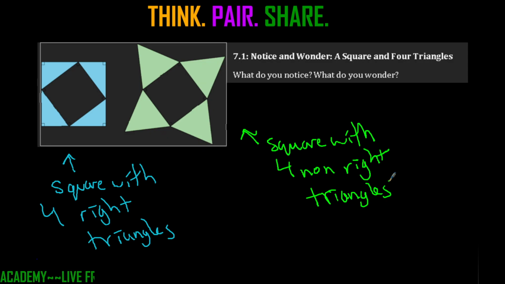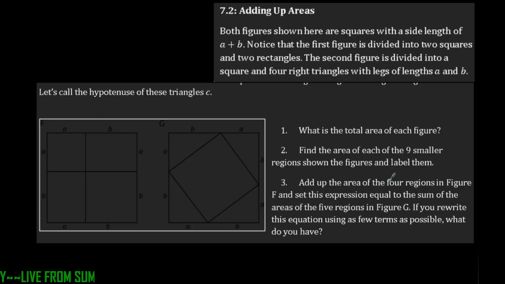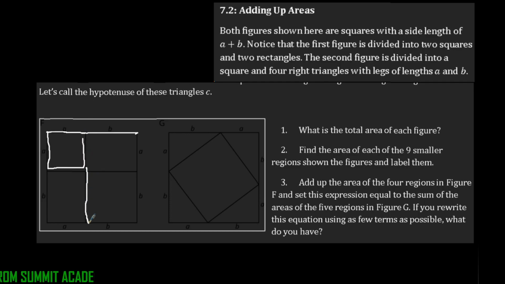All right, on the part underneath it, still working with that idea in our head that we're working with our Pythagorean theorem. It says both figures shown are squares with a side length of a plus b. So that's talking about this side length here is just a plus b. It says, notice that the first figure is divided into 2 squares and 2 rectangles. So we have these 2 squares here, and that means that the other shapes are going to be those 2 rectangles. It says the second figure is divided into a square and 4 right triangles. So that's that shape G.